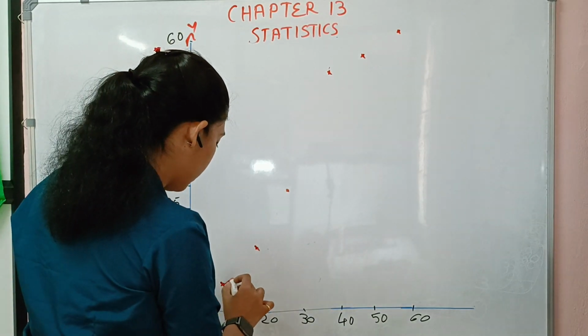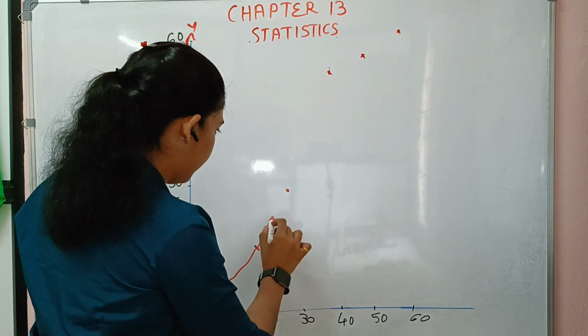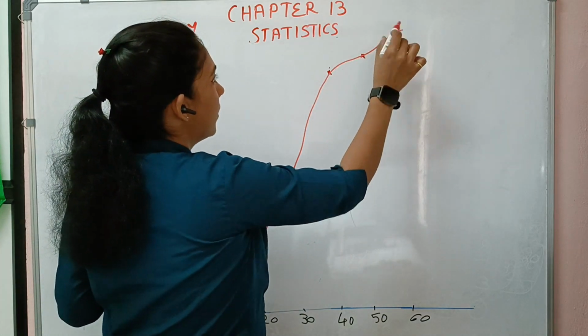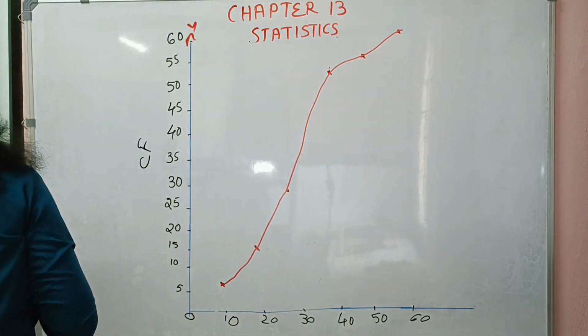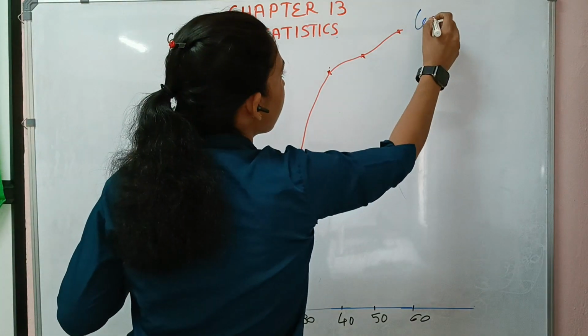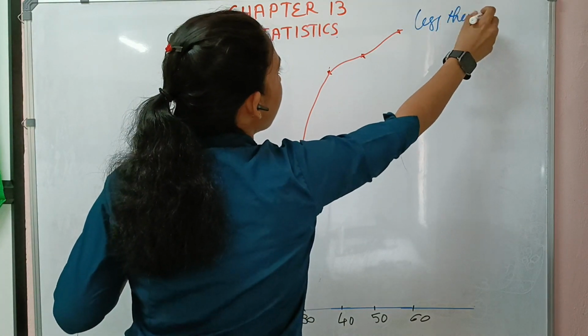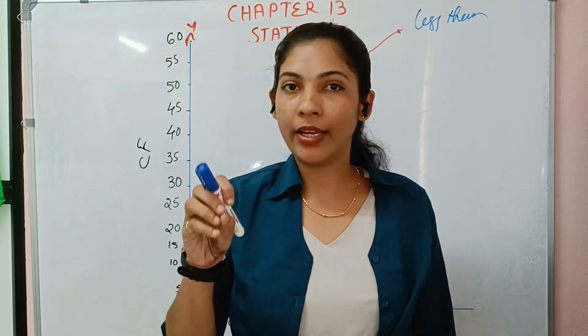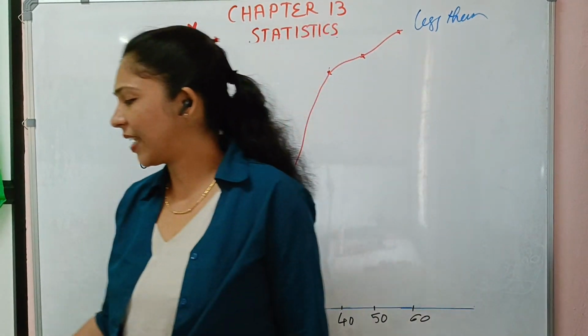It should be like this. So this is the curve for less than. If you use a graph paper, then you can clearly get the points. This is a rough sketch.